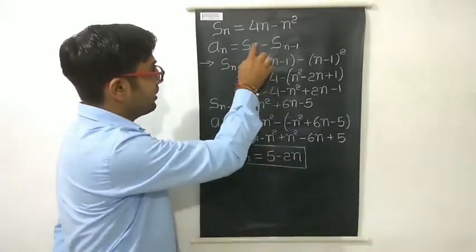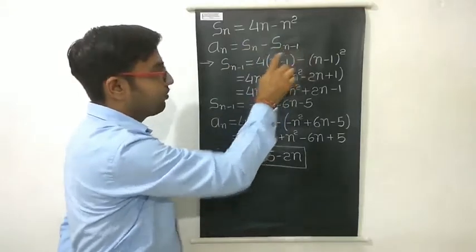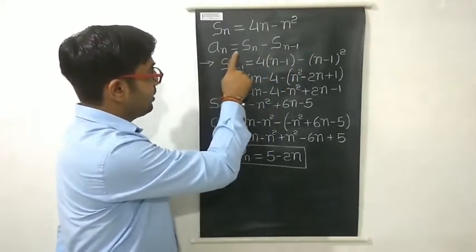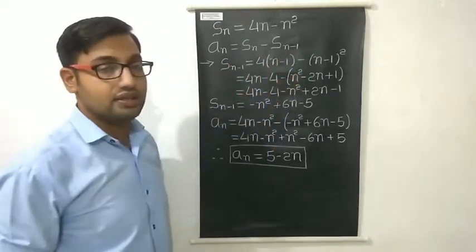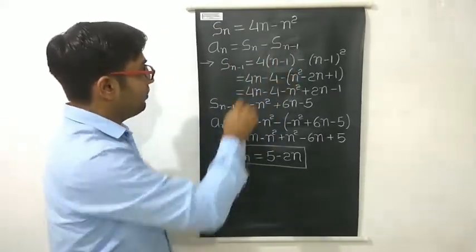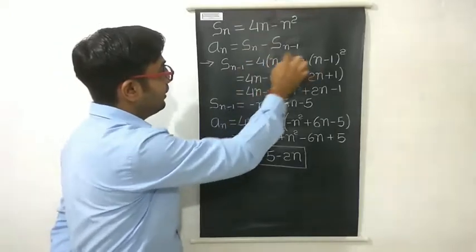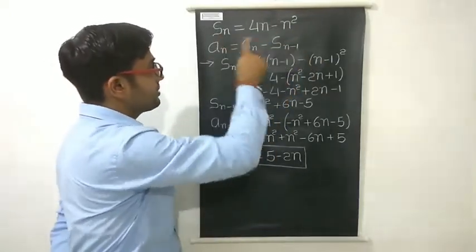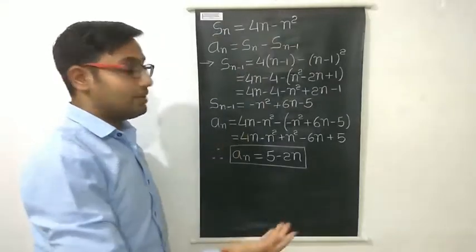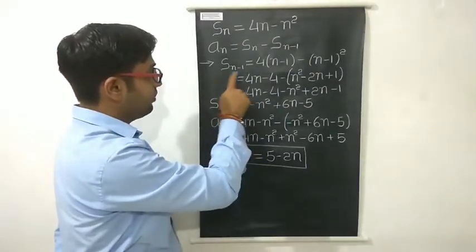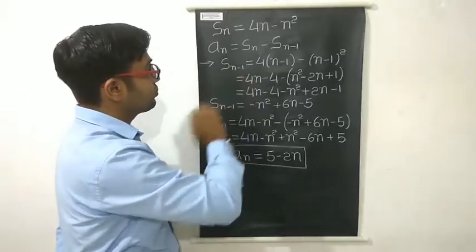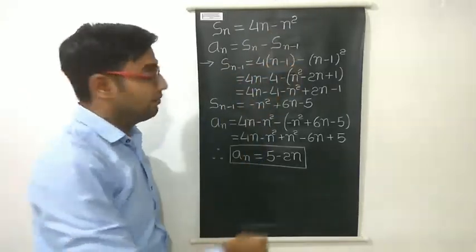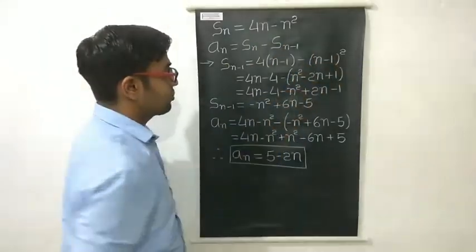That means whatever is here, we have to subtract 1 from that. In the same way for An, we can write Sn minus Sn minus 1. So now use this formula for n and n minus 1. For n, it remains as it is. For n minus 1, we have to find the value. So Sn minus 1 is equal to 4 times, instead of n, now we put n minus 1, minus n minus 1 square.